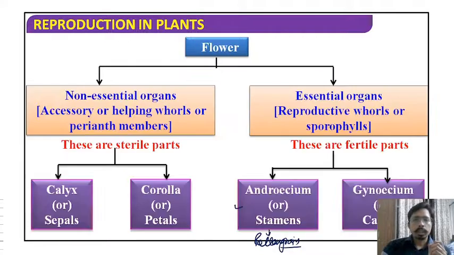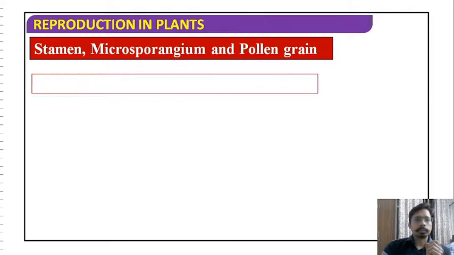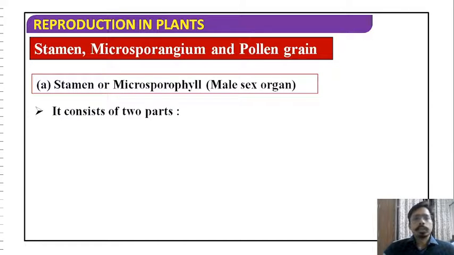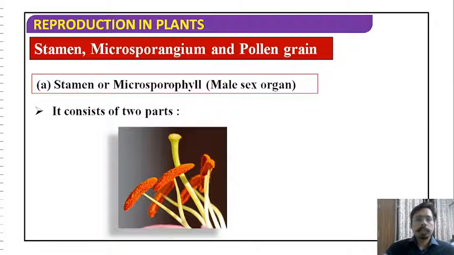Now the next is the male reproductive part of the flower, that is the stamen, and the stamen is also known as microsporophyll or male sex organ. In the structure of a stamen there are two parts. The first is the anther and the second is the filament.